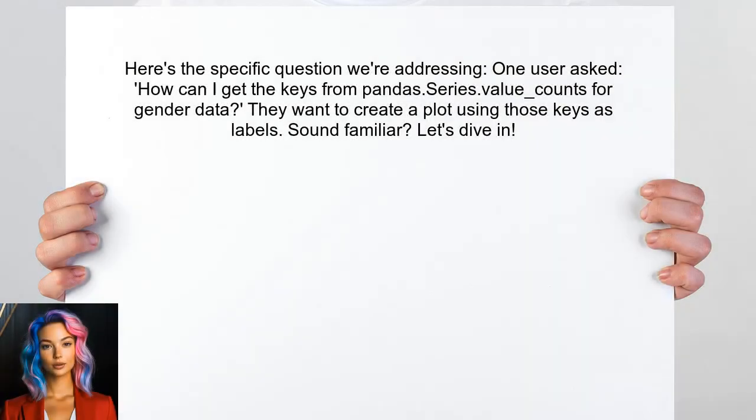Here's the specific question we're addressing. One user asked how to get the keys from the result of pandas.Series.value_counts, specifically for gender data. They want to create a plot using those keys as labels. Sound familiar? Let's dive in.